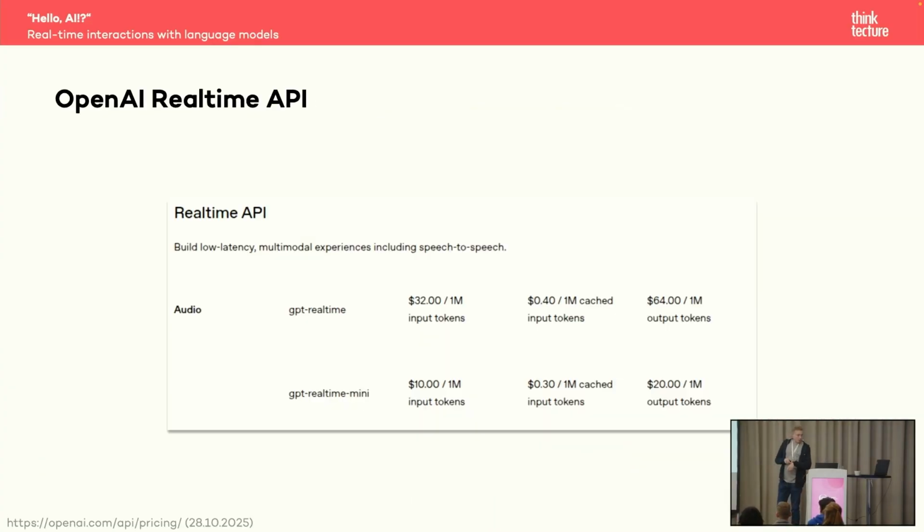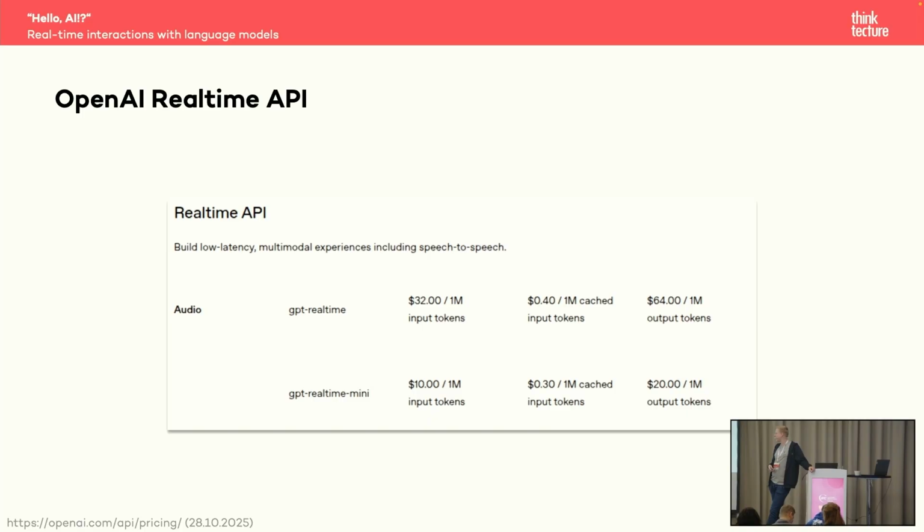Okay, let's talk about pricing. So how much does it cost? Here are the pricing options. For GPT real-time, you have to pay $32 for 1 million input tokens. Perfect. Question is answered, right? So what does it mean?